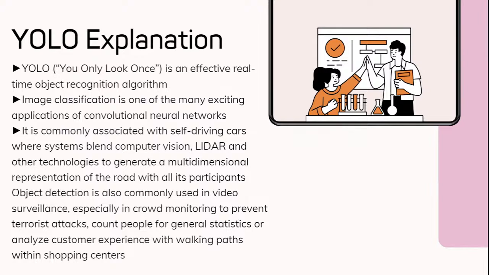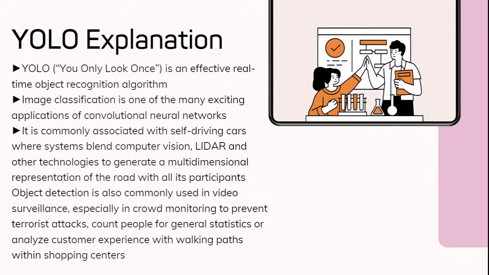Image classification is one of the many exciting applications of CNN, as we know, and it is commonly associated with self-driving cars. This YOLO model is mostly used in self-driving cars, mini bots and so on. It is commonly associated with self-driving cars where systems blend computer vision with LiDAR. LiDAR is actually used for getting a map of your surroundings, right?